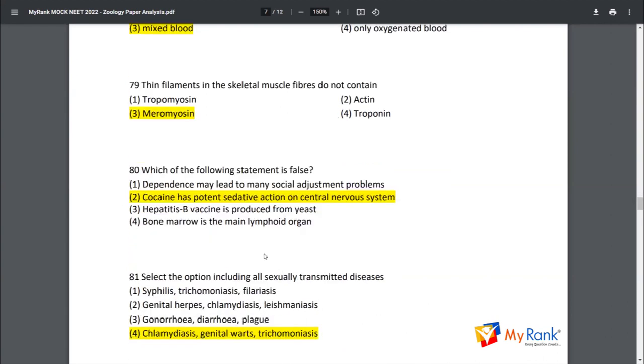Next comes question number 80. Which of the following statements is false? So dependence may lead to many social adjustment problems, which is true.